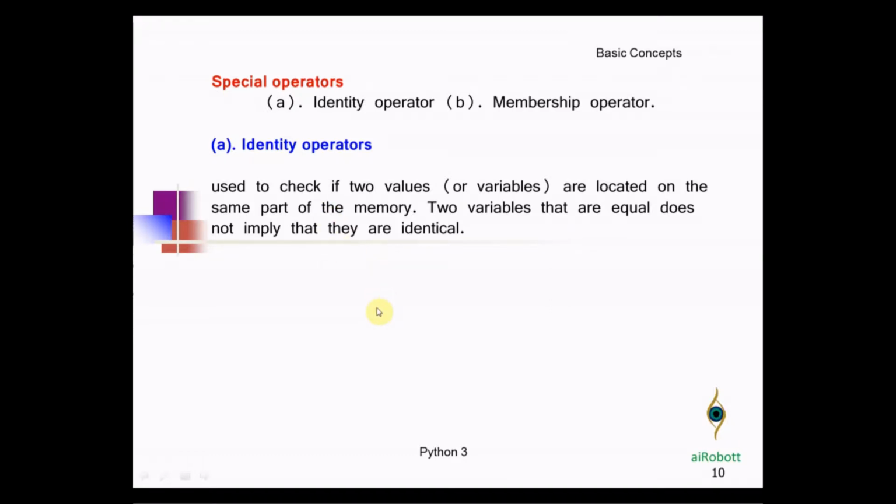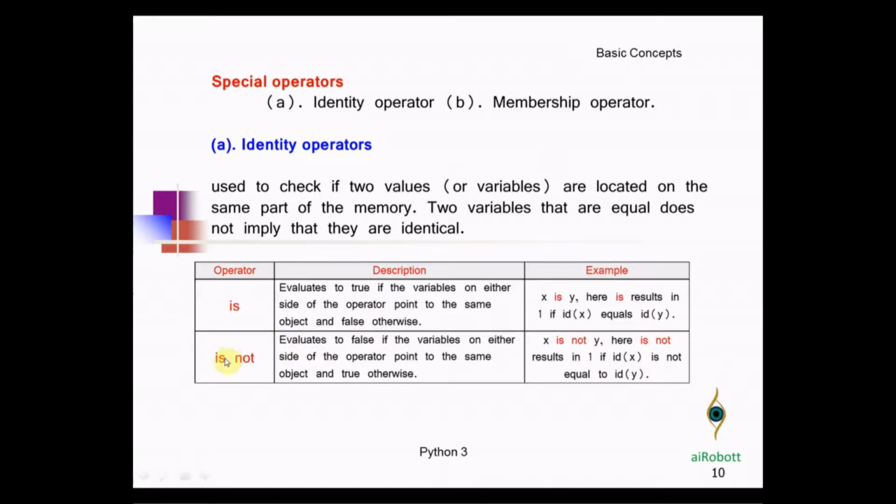Identity operators compare the memory locations of two objects. They are two identity operators like this: is and is not. These two are the identity operators. Is evaluates to true if the variables on either side of the operator point to the same object. Otherwise it is false. X is y. Here is results in 1 if id of x equals id of y.